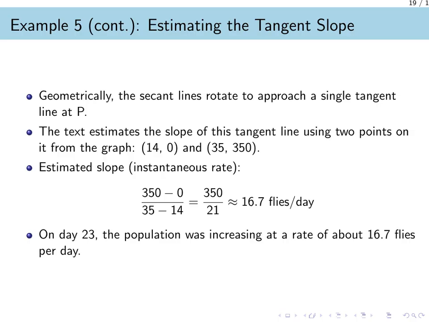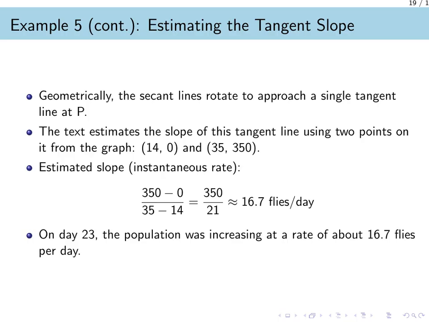We can now connect the sequence of average rates to find the instantaneous rate of growth on day 23. Geometrically, as our time intervals became smaller, the secant lines rotated around point P and approached a single, unique line that just touches the curve at that point. We call this special line the tangent line, and its slope represents the instantaneous rate of change at that exact moment.